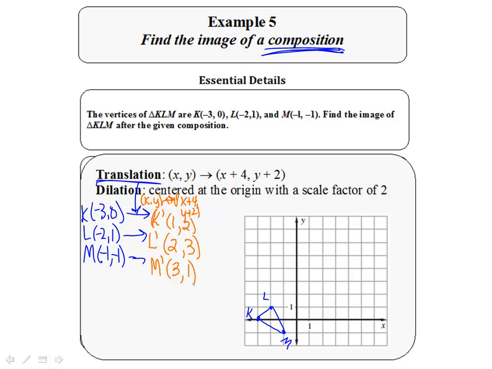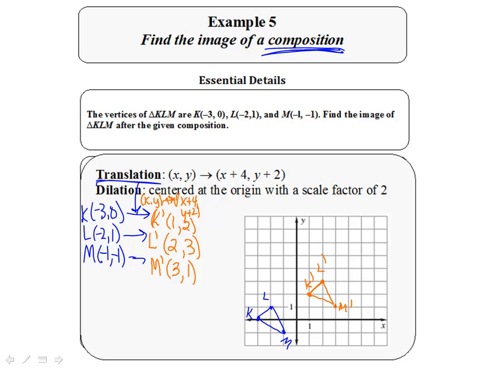So I'm going to graph this. K prime is (1, 2). That's K prime. L prime is (2, 3). That's L prime. And M prime is (3, 1). Now this was just a slide. It's an isometry. So the shape should look exactly the same. An isometry preserves the size and the shape. So that looks exactly right.